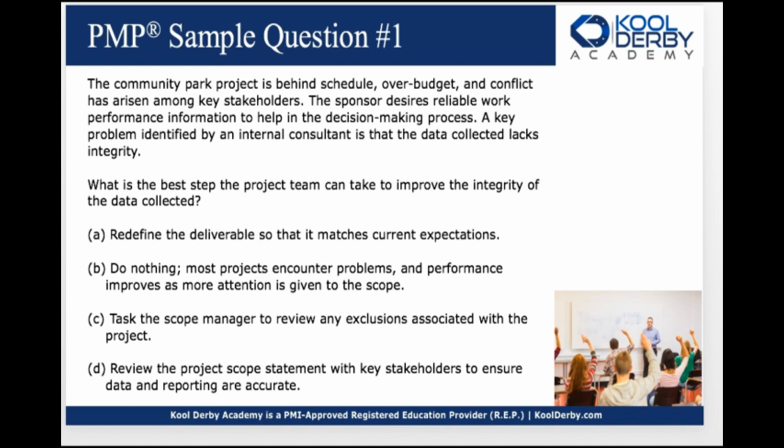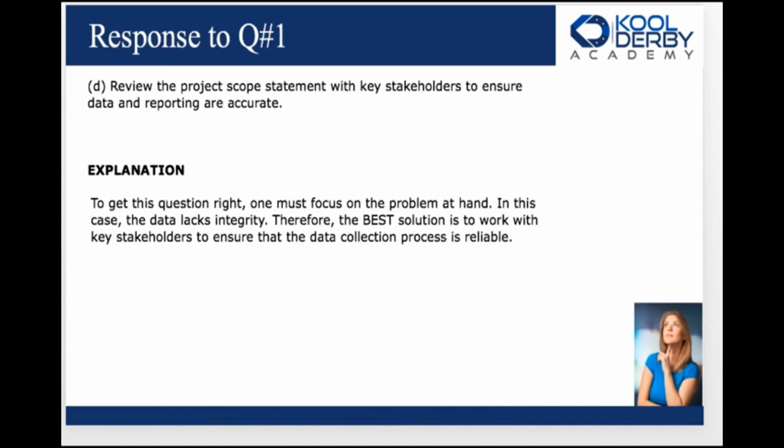It's a tricky one because there's a lot of key complicated terms in here that are there to trick you, I guess. All right, so it's D, review the project scope statement with key stakeholders to ensure data and reporting are accurate. And you're not always going to be able to ensure it, but you're going to improve the chances. And this is the best answer based on what we have here. So to get this question right from the explanation, one must focus on the problem at hand. In this case, the data that lacks integrity, which we know that. Therefore, the best solution is to work with key stakeholders to ensure the data collected process is reliable. Okay, so based on the 4 options, this is the best one. The other ones were, okay, I guess.